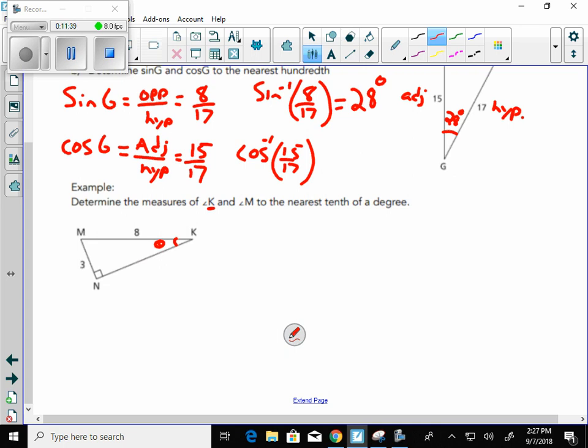Wait, are we doing adjacent and all that stuff again? You got it. Okay. Yes. Okay, this side here is across from the 90, so that's my hypotenuse. And this side here is across from the angle, so that's my opposite. Agree?